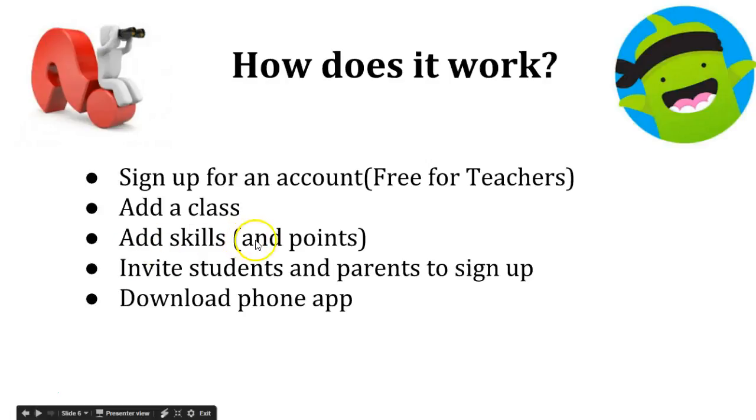Then after you develop the class and the skills, you invite students and their parents to sign up. And then download a phone app that you're going to be using in the classroom, because you don't want to be married to your computer. You can actually operate Classdojo from the back of your classroom or when you're interacting with your students. That's why it's good to also have the phone or any gadget like an iPad app.